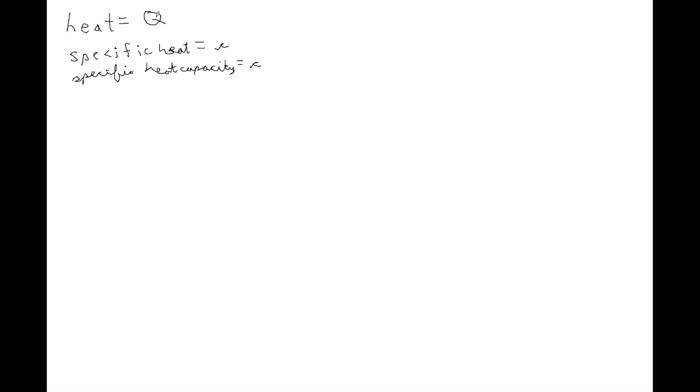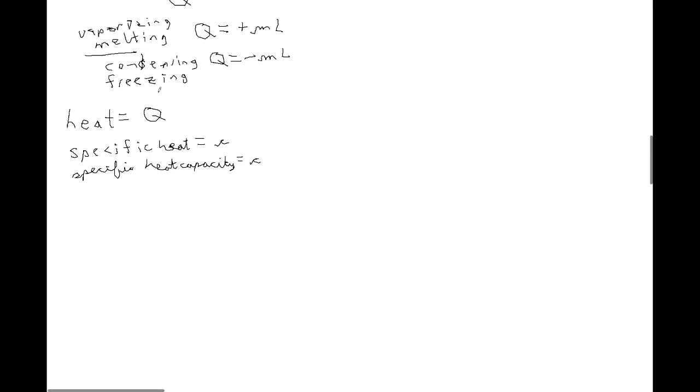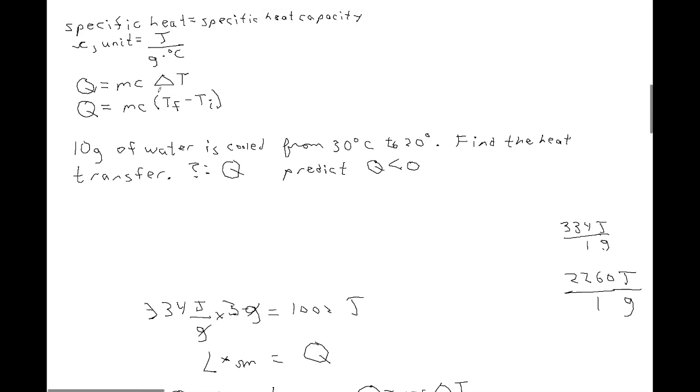What are the units for heat? Joules. But what are the units for specific heat or for specific heat capacity? Joules per gram degree Celsius. Yeah, all right. And remember, specific heat and specific heat capacity are two names for the same thing. All right. So let's see how this is tested.